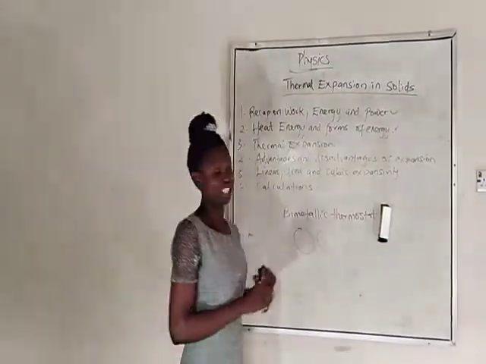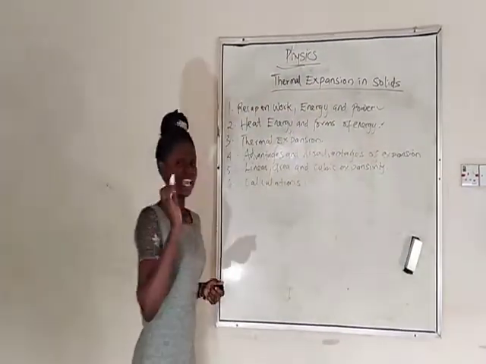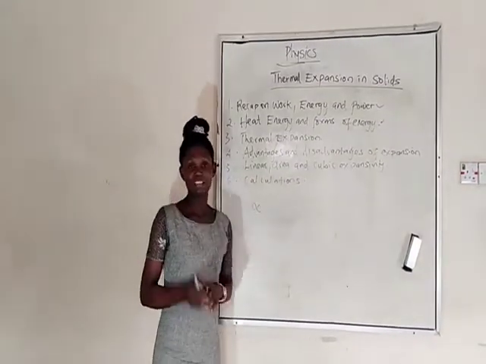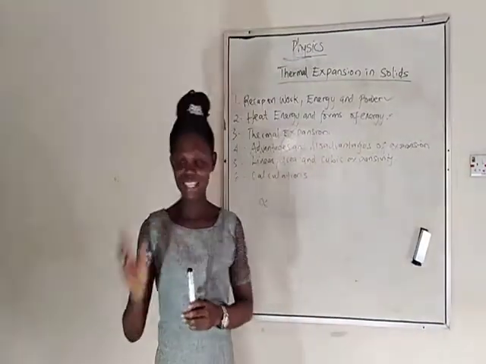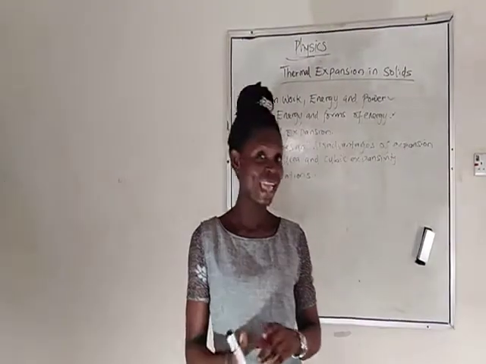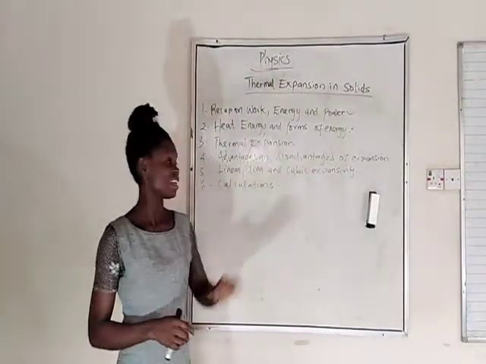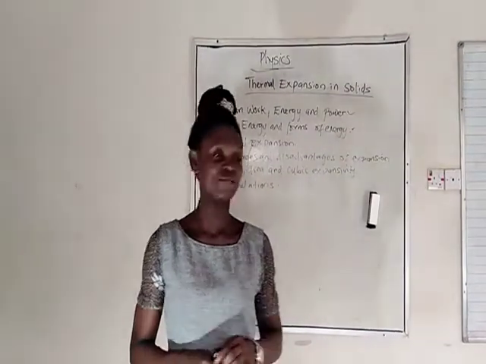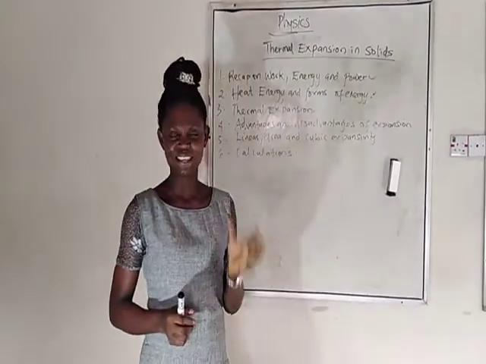Alright, linear expansivity. What is linear expansivity? It is first denoted by the symbol alpha. It is the fractional increase in length per degree rise in temperature. I take that again. Your linear expansivity is a fractional increase in length per degree rise in temperature. Alright, we start with the first of them, linear expansivity. What is linear expansivity? It is the fractional increase in length per degree rise in temperature.